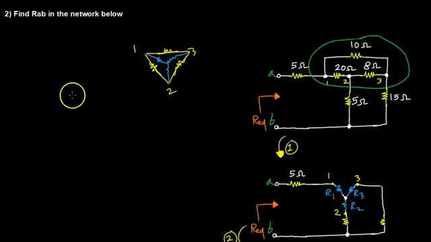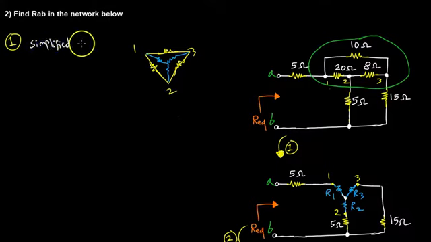And let's label these because they didn't change. So in step 1 we only simplified the schematic, simplified the network.